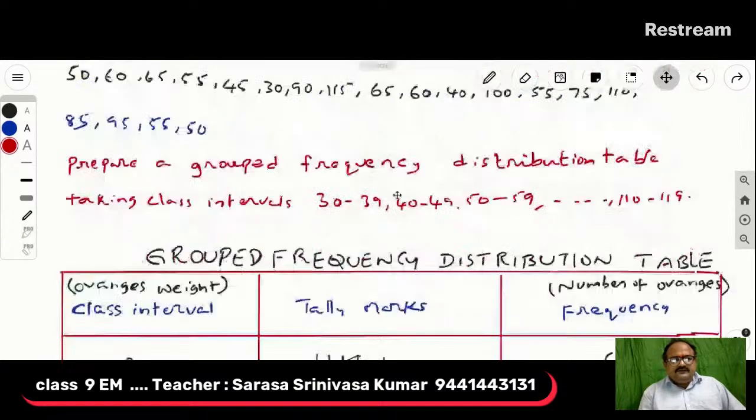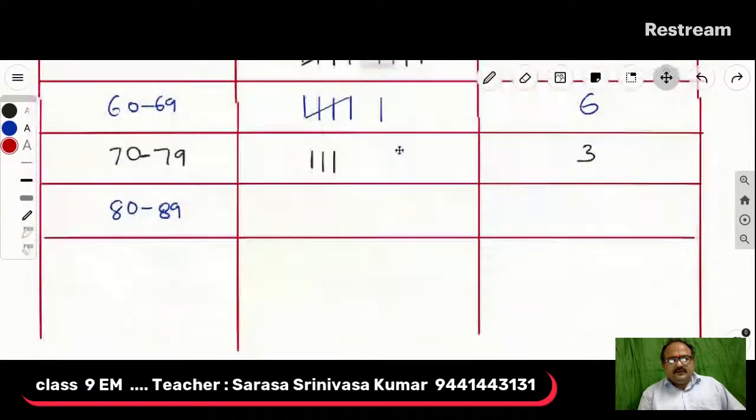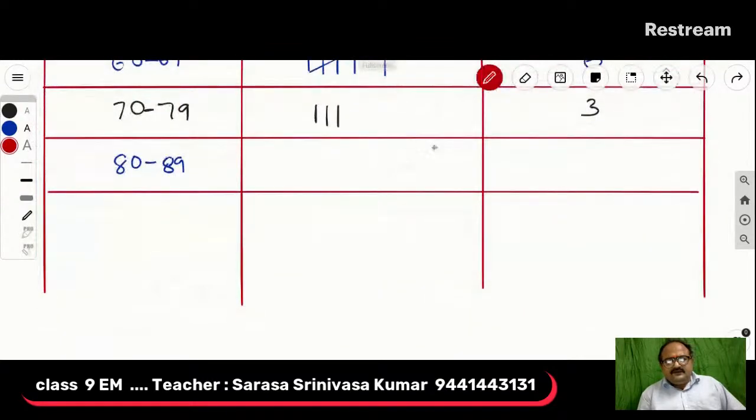So the frequency for this class interval is 5. 5 is the frequency of this class interval. Now we write the tally marks 1, 2, 3, 4, 5. This is how we write the tally marks for the given problem.